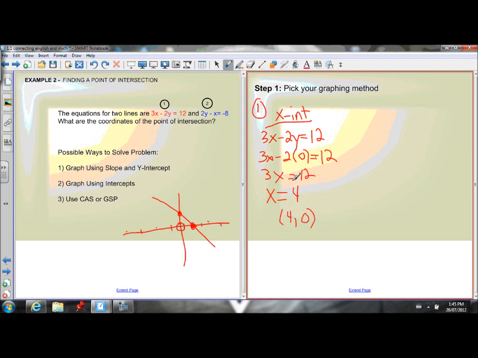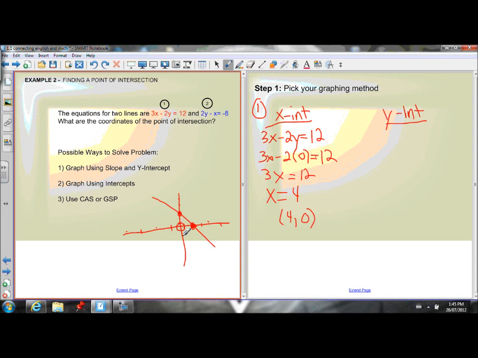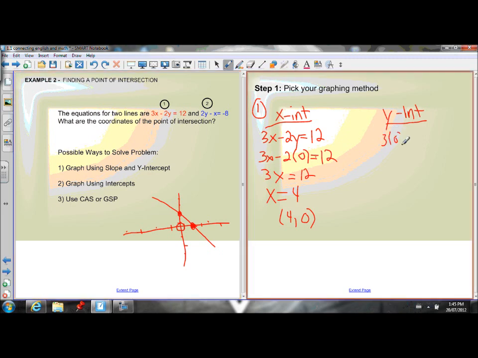Now let's find the y-intercept. You can probably guess, based on what we did for the x-intercept, what we're going to do with the y-intercept. For the y-intercept, you'll notice the x-coordinate of every point on the y-axis is 0. It doesn't move left or right at all. So every y-intercept has an x-coordinate of 0. So I can substitute 0 in for x and determine what the y-intercept is.